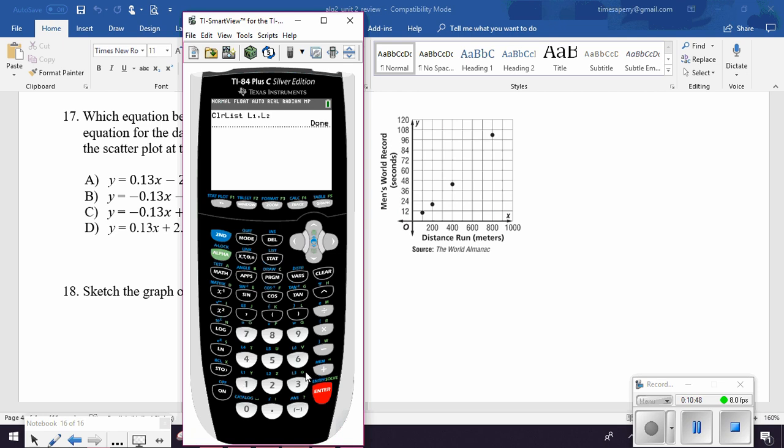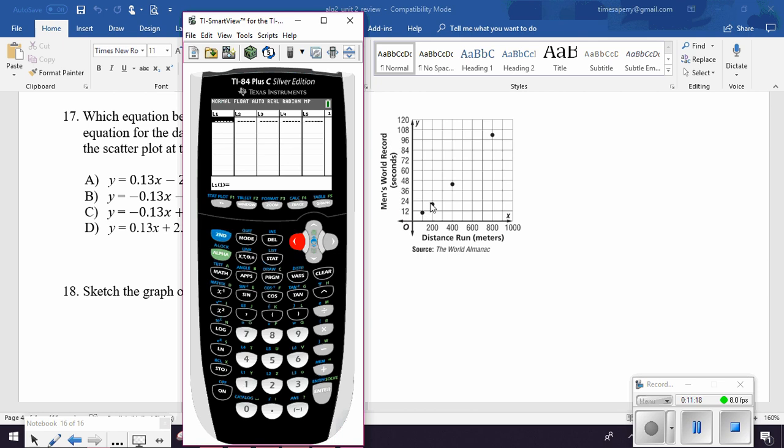Enter. So for our first data point, stat edit to get our list on the screen. Let's look at our tallies. We jumped 200, 400, 600, so each line represents 100. And for our y-axis, each line represents 12.